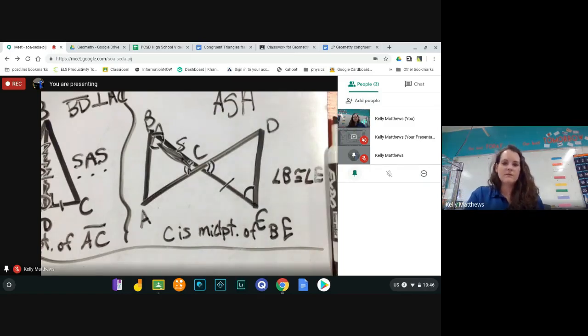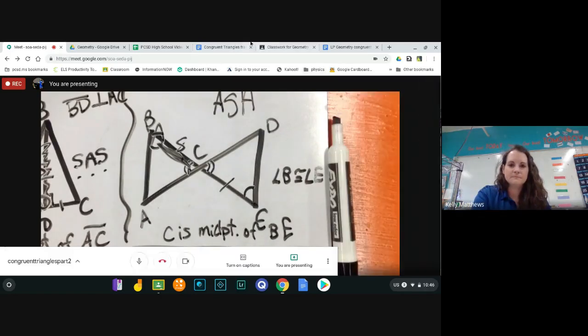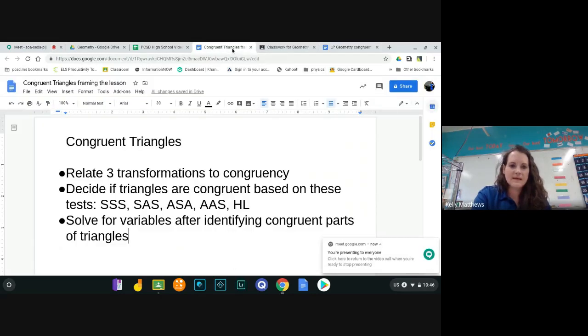All right, so we covered the second part of this, decide if triangles are congruent based on these tests. So we know what the tests are, and we know how and why they work. And so we should be able to identify some congruent triangles based off of that.